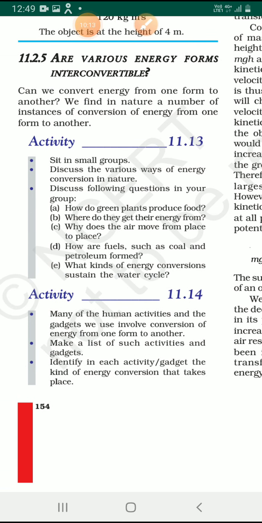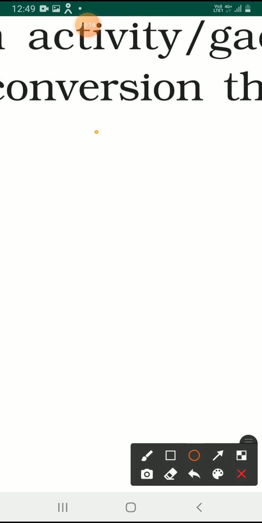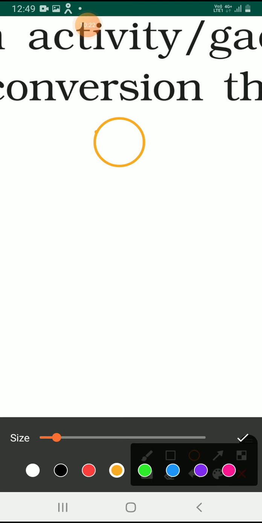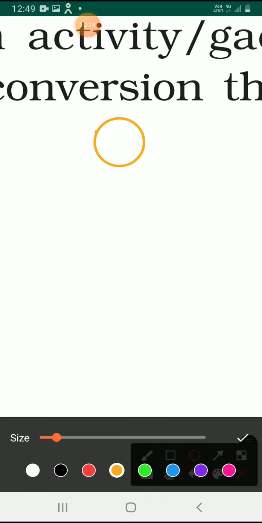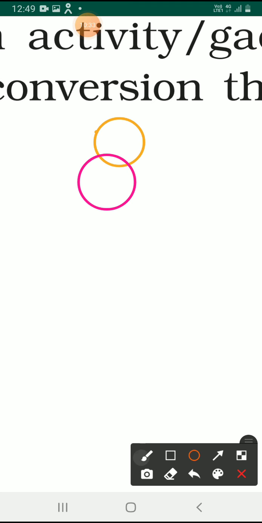In the water cycle, let me tell you through the picture. Here suppose there's a sun again, and that sun gives the energy, which is called the sun's energy.